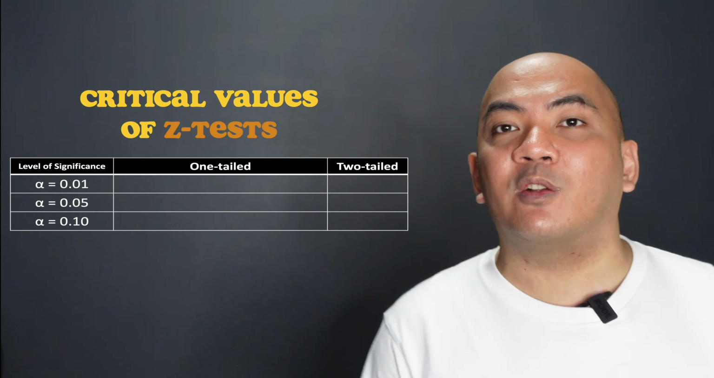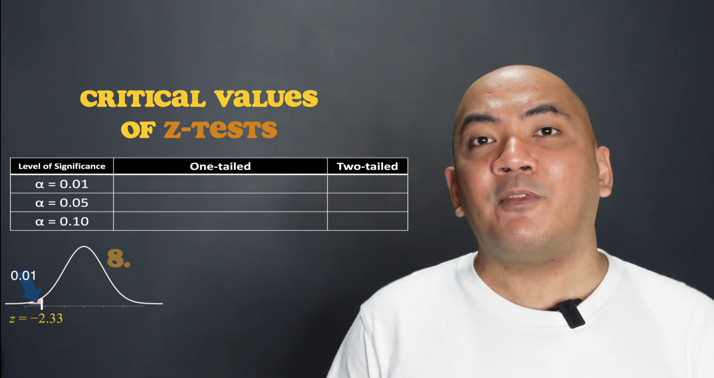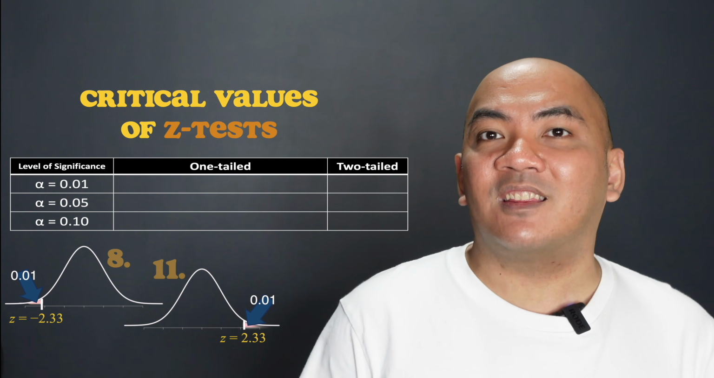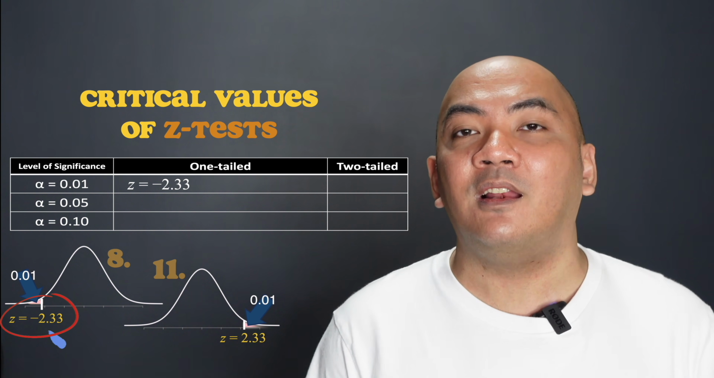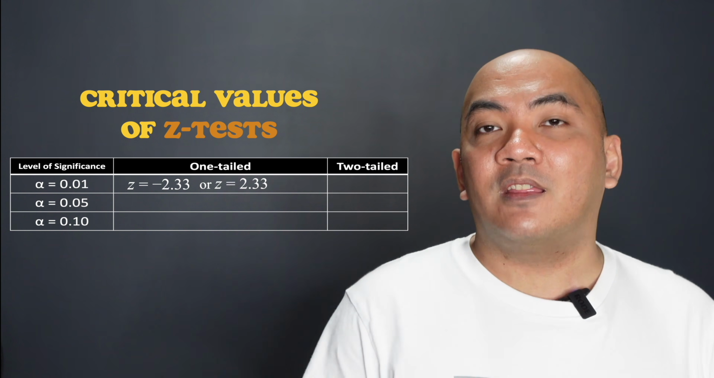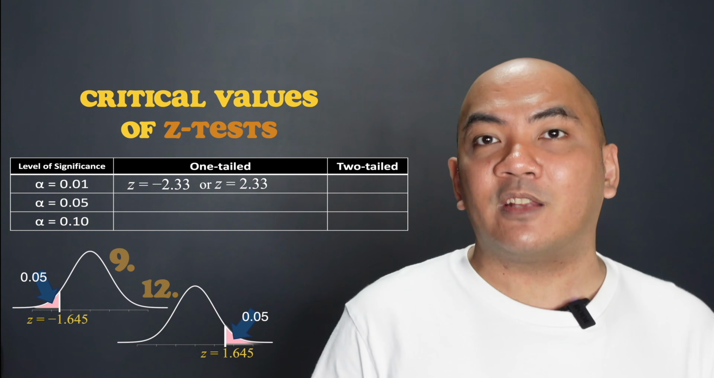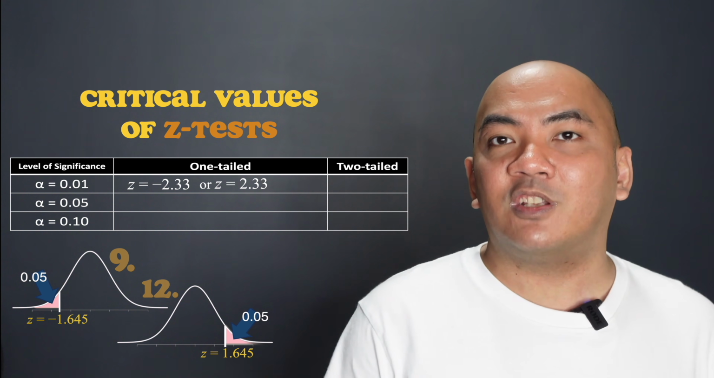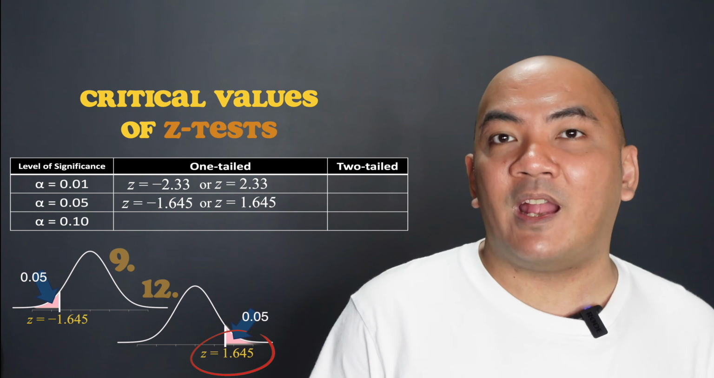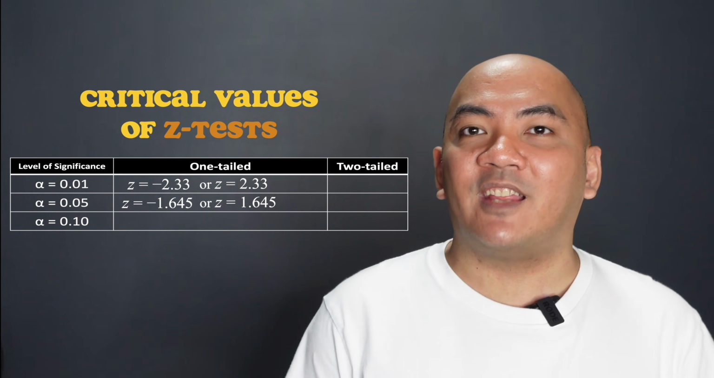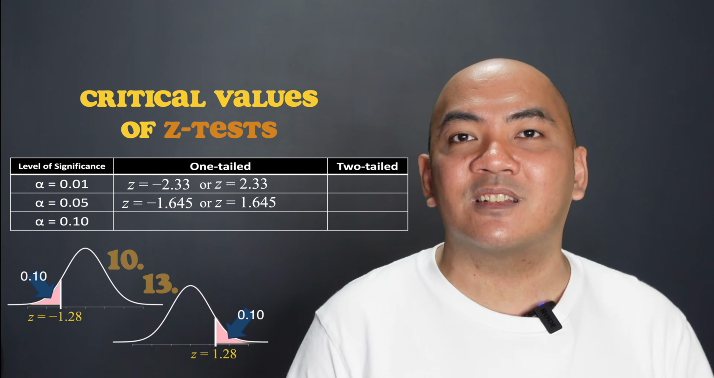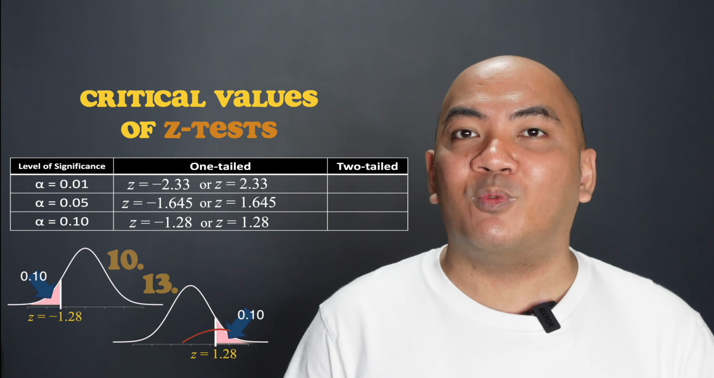For the one-tailed test column, alpha equals 0.01 indicates that the area to the extreme left or to the extreme right of the normal probability distribution is 0.01. Based on the previous examples, that is either z equals negative 2.33 for the left tail or z equals positive 2.33 for the right tail. Similarly, for alpha equals 0.05, the area to the extreme left or extreme right is 0.05, which is either z equals negative 1.645 for the left tail or positive 1.645 for the right tail. And for alpha equals 0.10, the area to the extreme left or extreme right of the distribution is 0.10, and those z-scores are either negative 1.28 or positive 1.28.